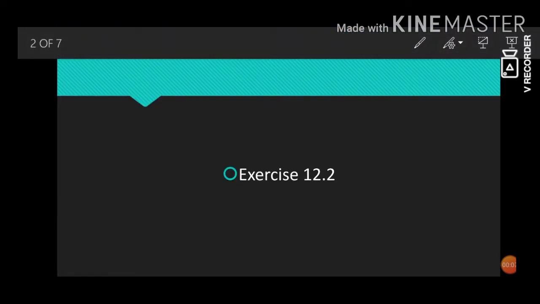Good morning, students. Today we are going to start our lesson 10 on Heron's formula. Today we are also going to discuss two sums of exercise 12.2, that is sum number 4 and sum number 5. So let us go with it and see how these sums are given and how to solve them.